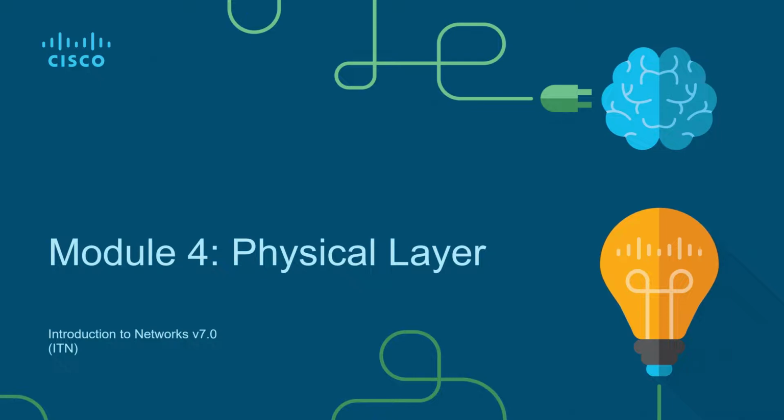This is Module 4, the physical layer, part of the Introduction to Networks version 7.0 of the Cisco Academy curriculum.